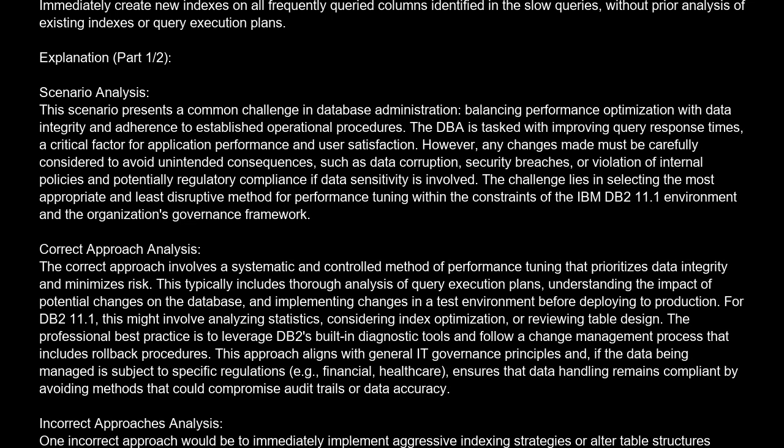The correct answer is D. Immediately create new indexes on all frequently queried columns identified in the slow queries, without prior analysis of existing indexes or query execution plans.